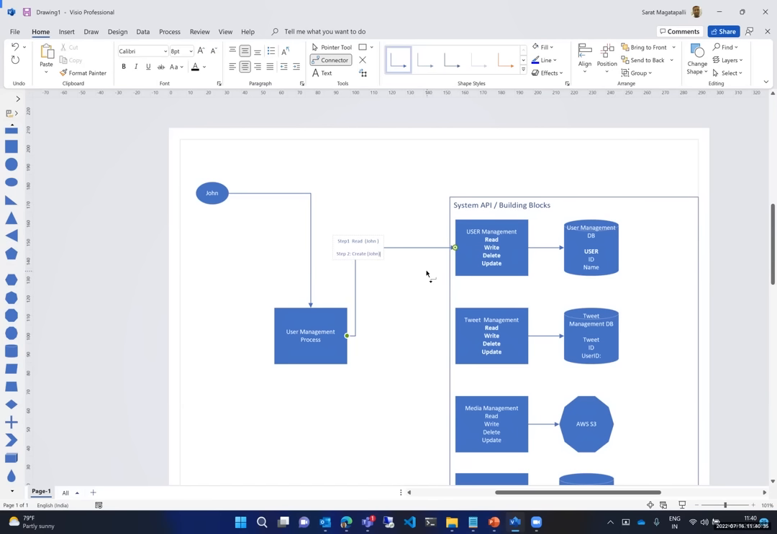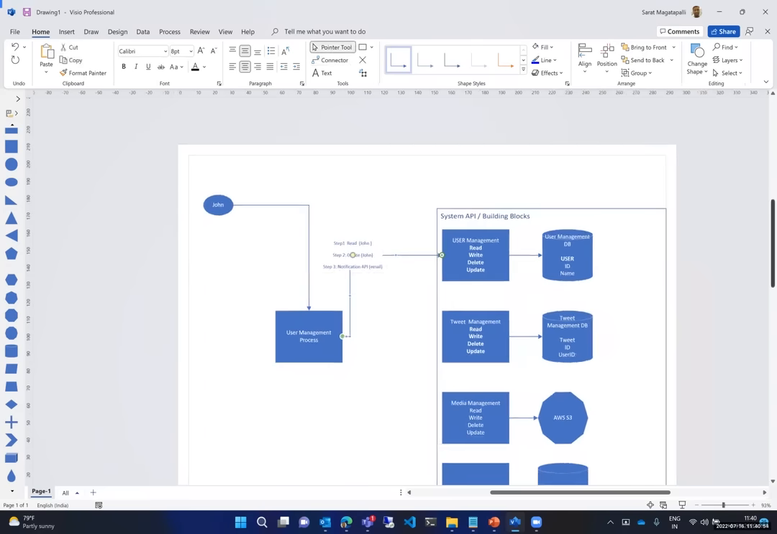After that, what we need to do is call the notification system. Step number three, call a notification API, to send an email to John saying that your account has been created. Okay, what is that?